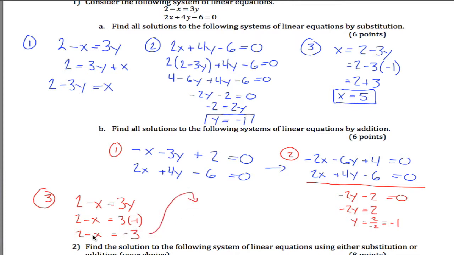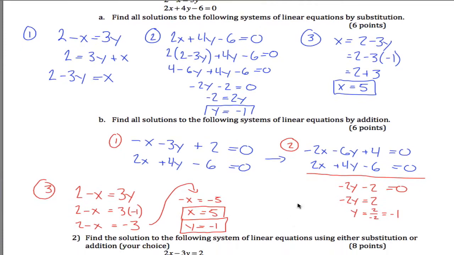Well, let's see, got a couple options. I could subtract 2 from both sides. That would give me negative x is equal to negative 5. So if I multiply both sides by negative 1, I get x is equal to positive 5. And y equals negative 1. So that's good. I get the same answers that I got up here.